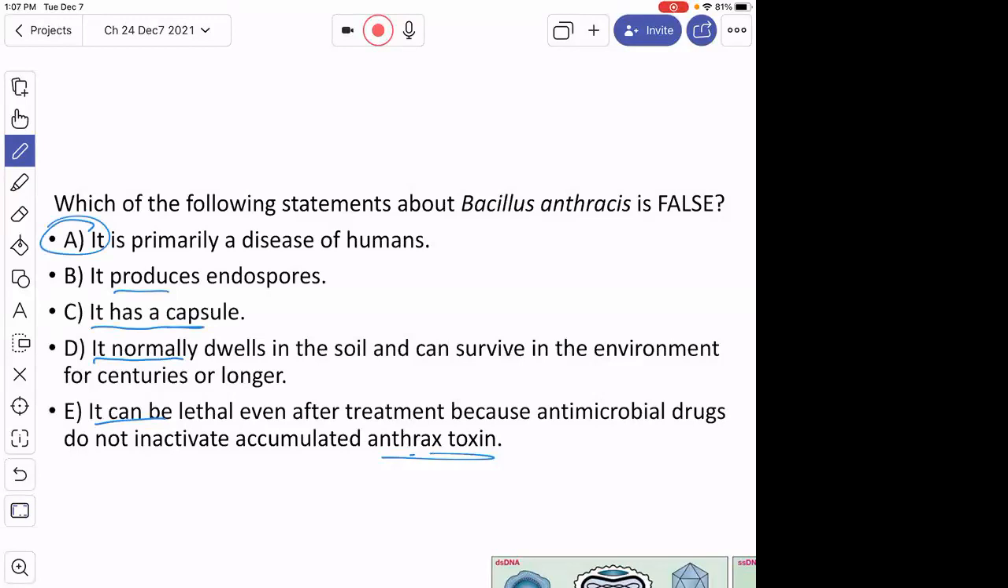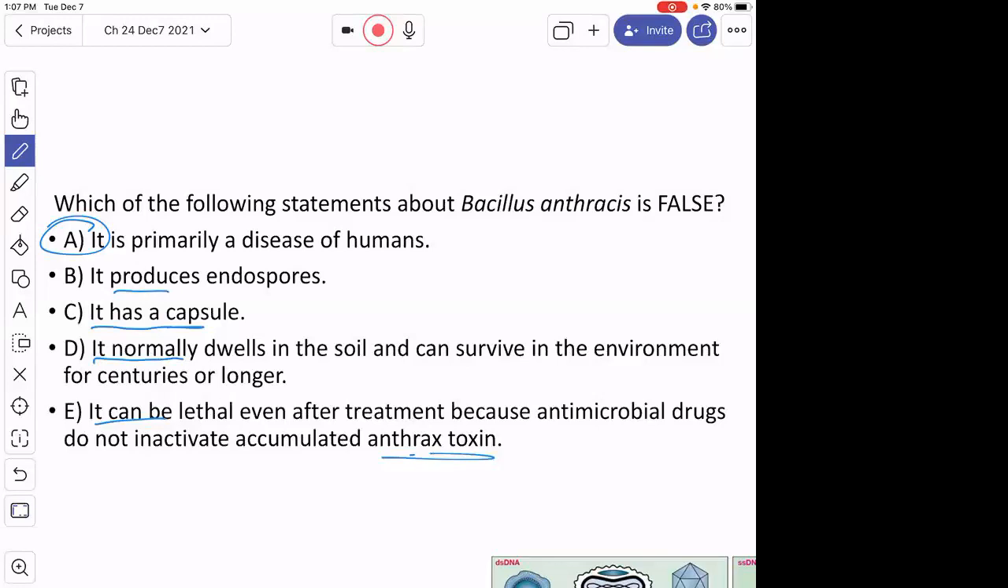So humans only get anthrax when they are in contact with animals. Humans don't pass it to other humans, right? So it's primarily a disease in animals. We only kind of incidentally get it when we're in close association with animals. All right, so that was a little review of the anthrax.